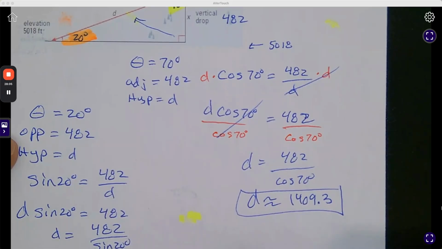Oh, I don't have a unit of measurement. Is that in feet? Yes, it's in feet. I know because they told me right there.